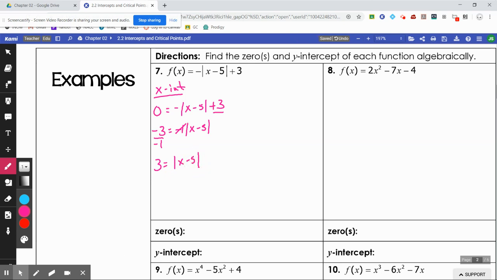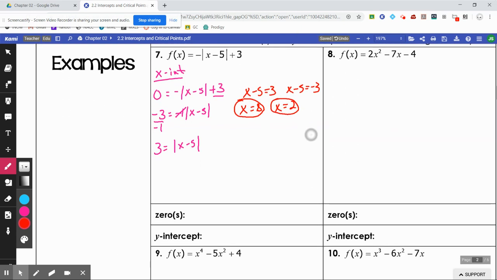Once you isolate it, you then split it. So we're going to split it into x minus 5 is 3, x minus 5 is negative 3, and you're going to solve for each. Move the 5 over, gives you x is 8. Move the 5 over, gives you x is 2. These are your x-intercepts. And a good way to remember that is you're left with x equals. So that's going to be your x-intercepts.